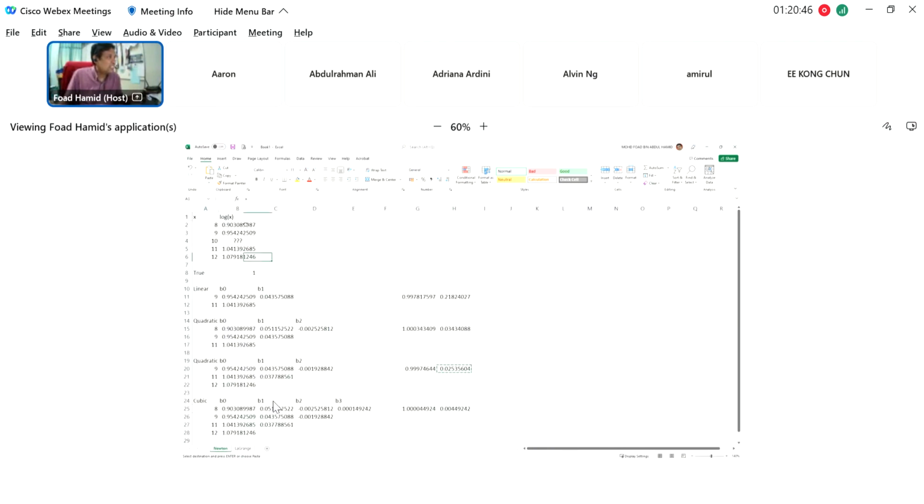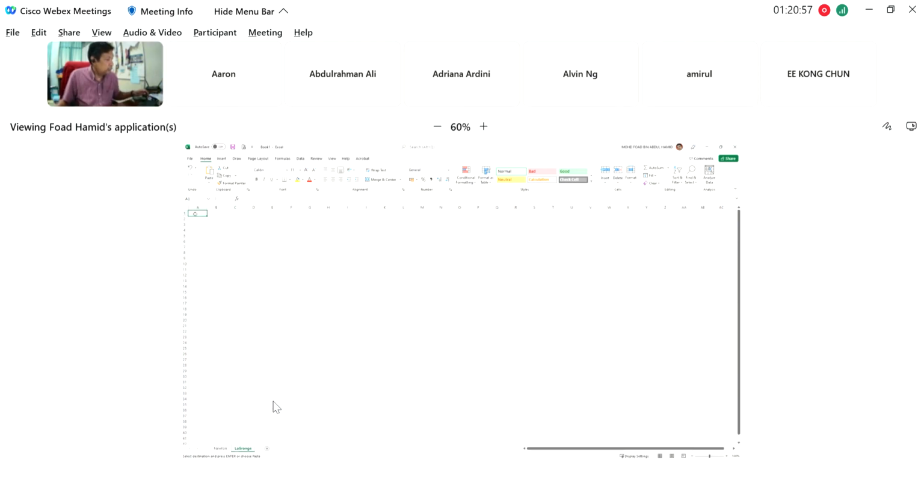Sakit mata ni susah sikit lah. So let's just copy all this. So I'm using this same data, bit different method. Hopefully we get the same result.